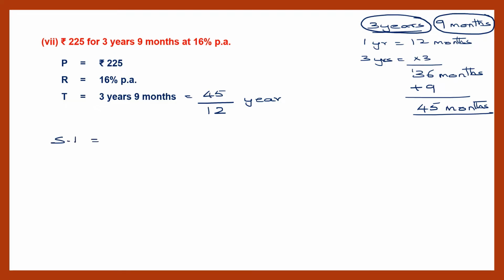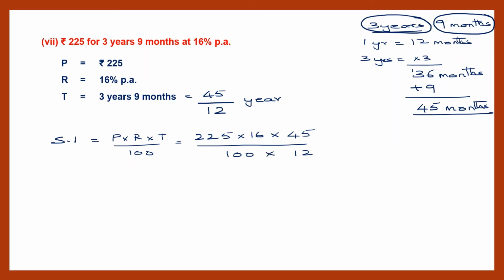Now we can find the simple interest. Simple interest is PRT by 100, or principal into R into T by 100, which is equal to principal is 225 rupees into rate of interest is 16% into time is now 45 by 12. So we can write 45 by 12, and this is divided by 100. So now let's see what we can cancel. We can cancel 100 and 225 by 5, or 45 also by 5.